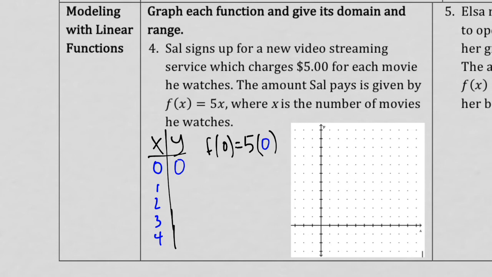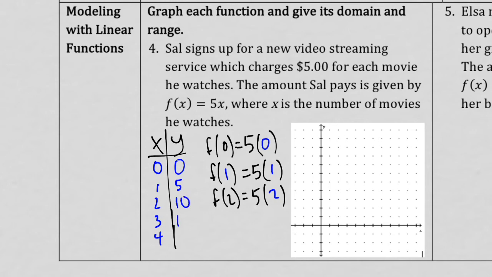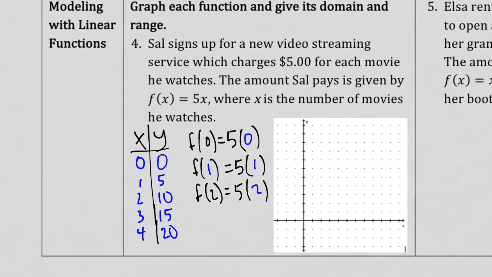F of 1. Plug in 1. F of 1 is 5 times 1, which is 5. F of 2. At this point, you should be able to use mental math to get the rest. F of 2 is 5 times 2, which is 10. And so on. So 3 movies is going to be 15. And 4 movies is going to be 20. Right? Because it's $5 per movie. There's our values. Let's plot them in the graph.